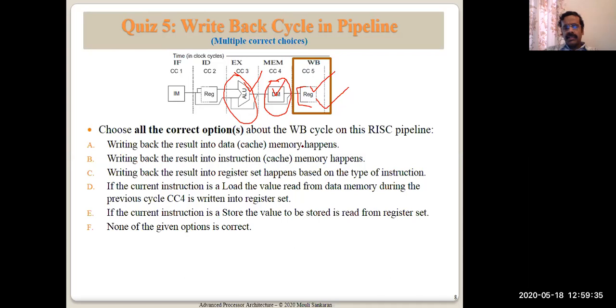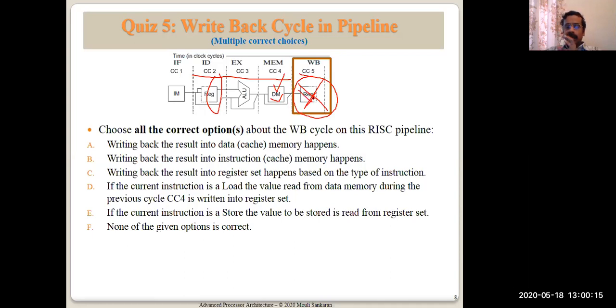Now some instructions may not influence this; nothing will happen for them. What are they? Suppose it was a store operation. If a store operation was coming and it is here, the store is trying to store some value from the register into a memory. That register was accessed here and stored into the memory during this cycle. It has nothing to do here. It has stored the result. A store operation is writing into a memory, which has happened here. So it doesn't have to do anything here. So it will not do anything.